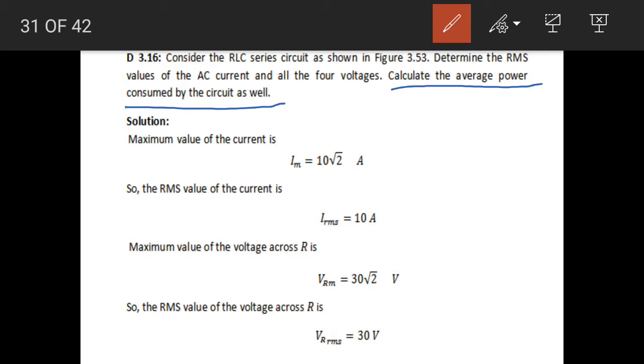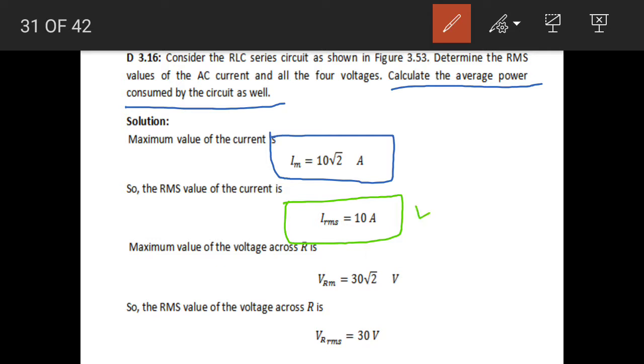So we know the maximum value of the current. The maximum value of the current is 10 under root 2. If we divide this maximum value by under root 2, we obtain 10 ampere, which is the RMS value of this current. So if we install an ammeter in series in this particular circuit, the ammeter reads the RMS value of the current. The ammeter will read 10 ampere only.